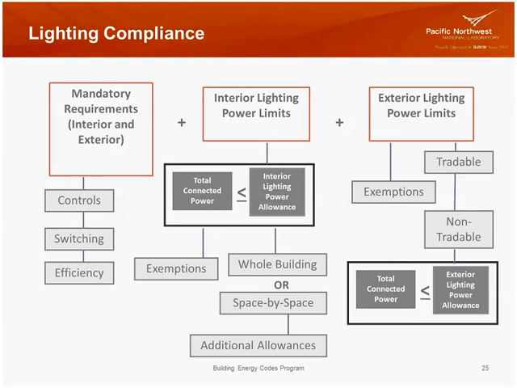So you have interior lighting power limits and exterior lighting power limits. Interior standalone, so what is calculating is your total connected power has to be less than or equal to that interior lighting power allowance. There are exemptions to that total connected power that might come into play. And then for interior lighting, you can either choose whole building.